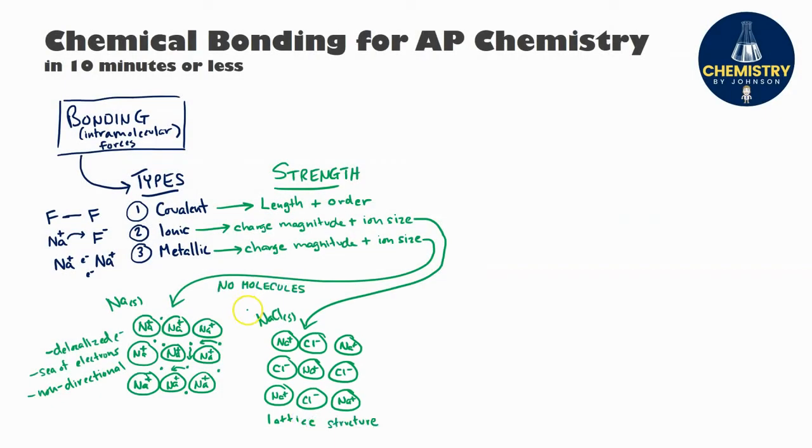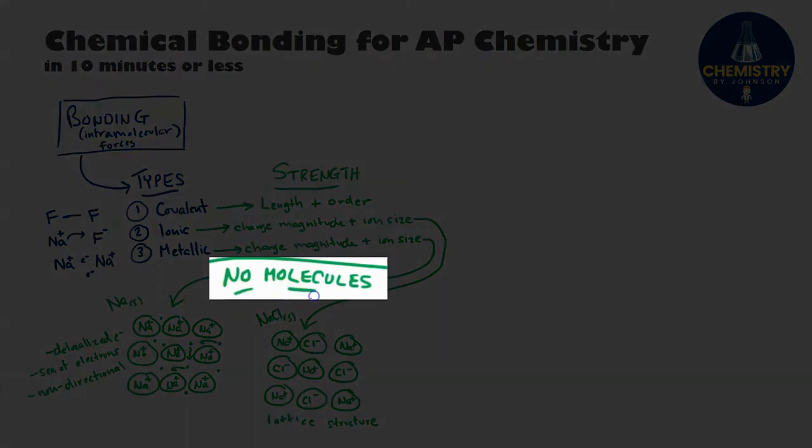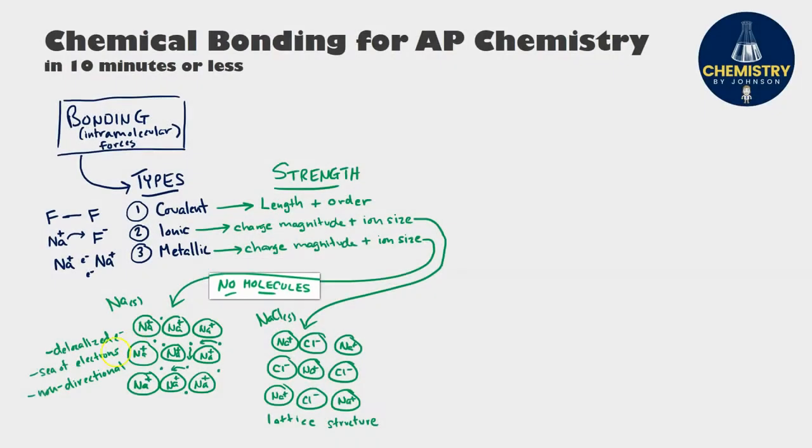I also like to point out here that for both ionic and metallic substances, you do not form molecules, so you should not be drawing Lewis structures when modeling this type of bonding. In fact, the only time we should be creating Lewis structures is when creating models for covalent bonds, since it's in covalent bonding that we actually form molecules.